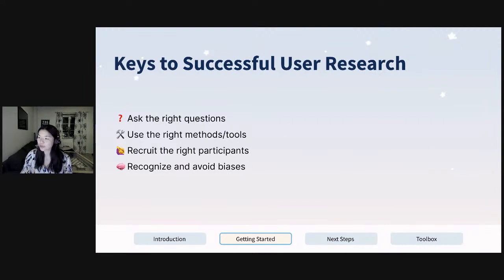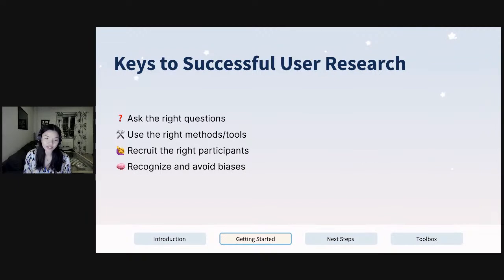Using the right tools. Certain methods and tools may have constraints or limitations that you need to consider. If you use the wrong methods and tools, you potentially end up with erroneous or uncertain conclusions and results. Recruiting the right participants is also very crucial. If you recruit the wrong people, especially those who are not representative of the target, you might also get learnings that aren't reliable.